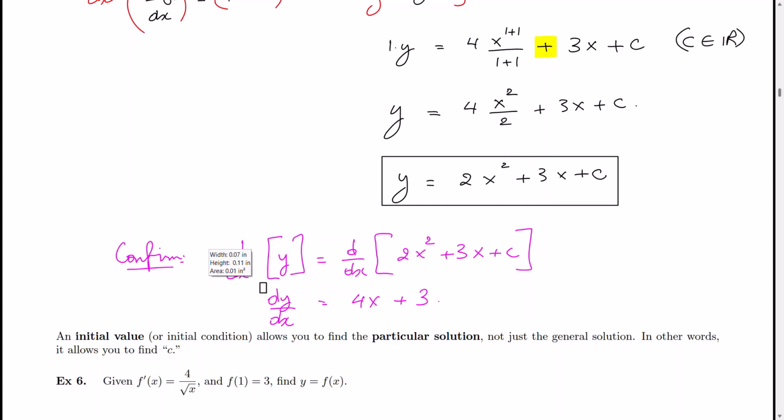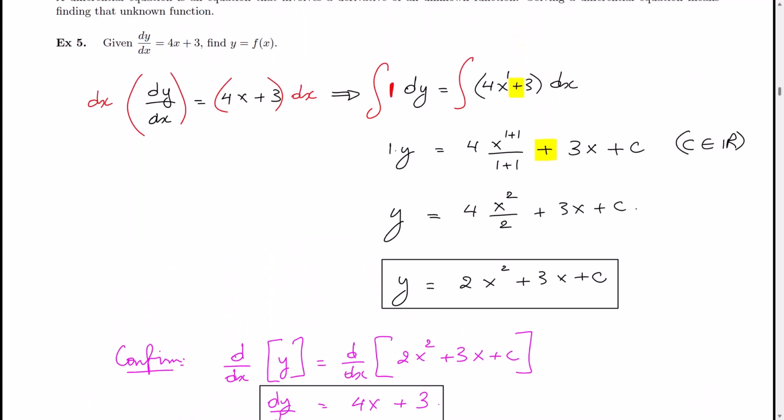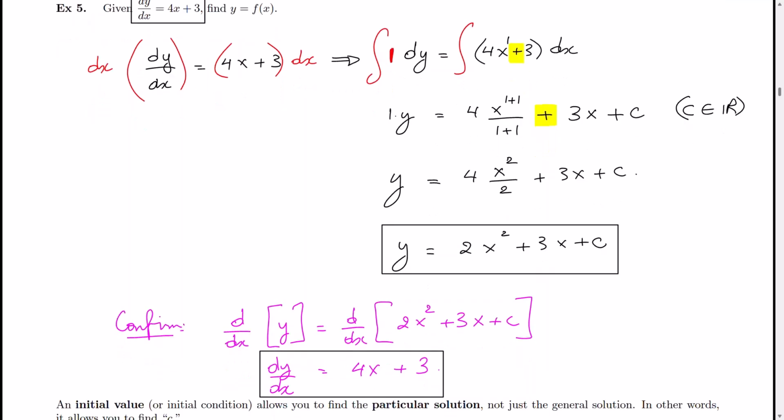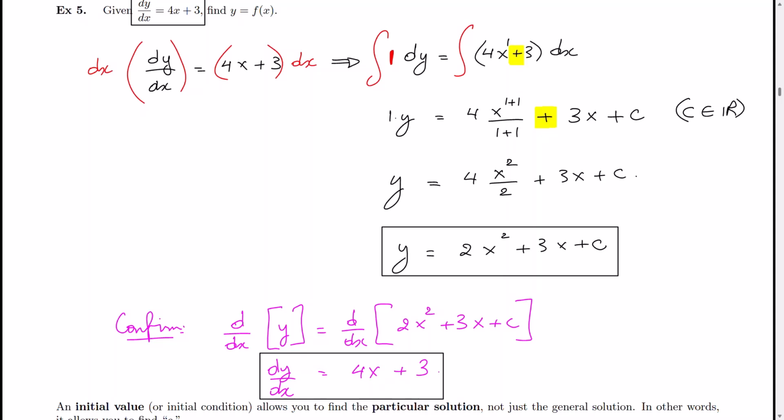And you can see that this in the box is exactly what was given to us at the start of the problem. So that's how you can confirm that what you're doing is not nonsense, that what you solved for and what you got at the end is exactly the correct thing. So that's an example of how to solve a differential equation. And in the next part, we will basically look at how to find the number c that's missing.